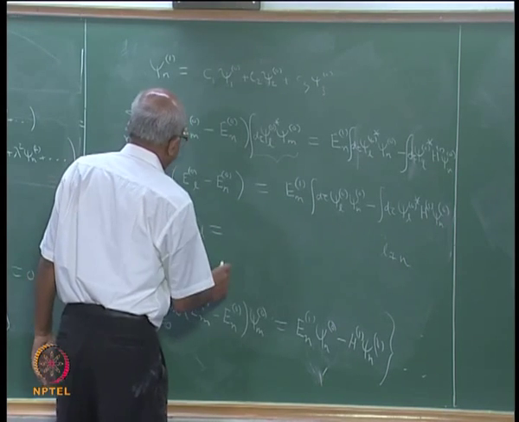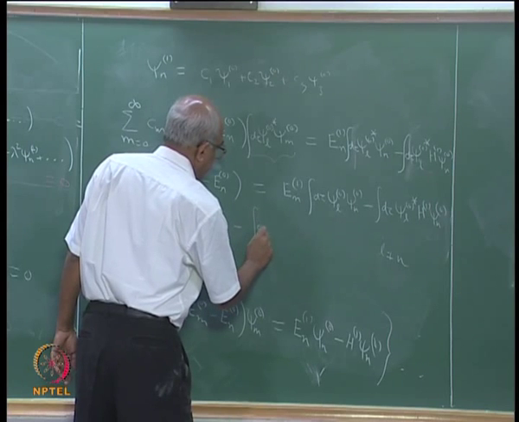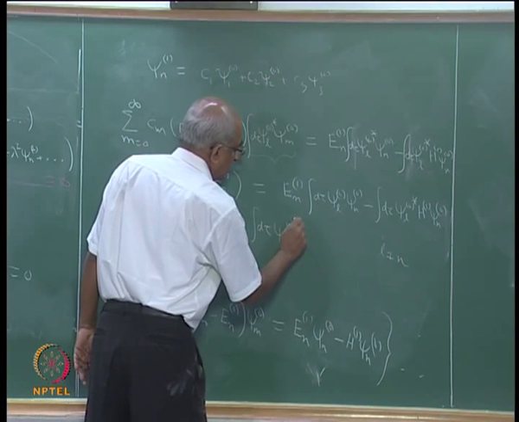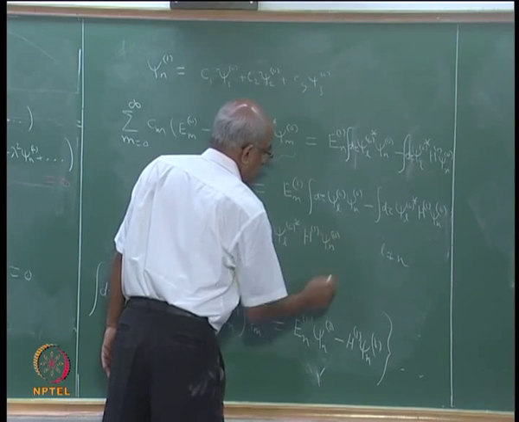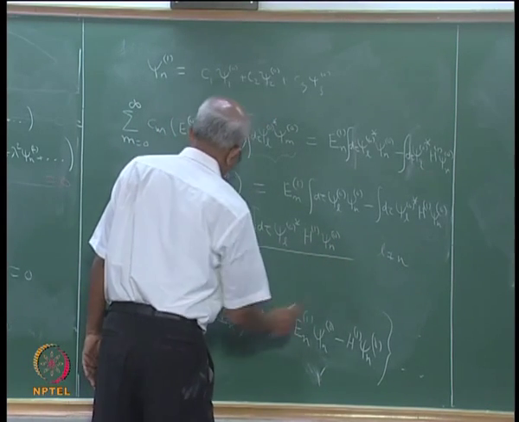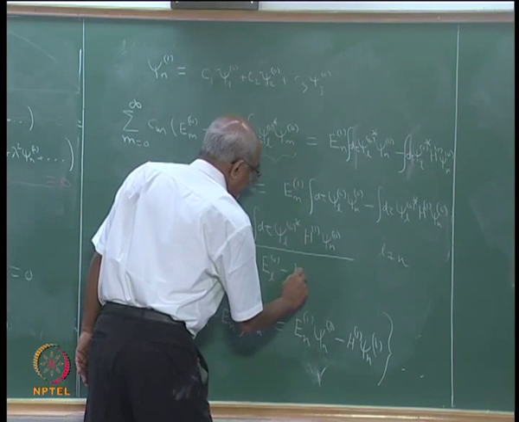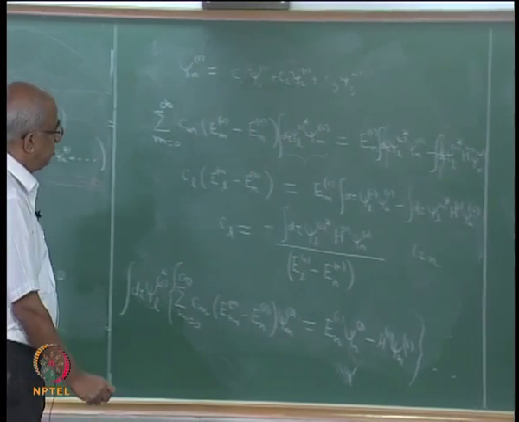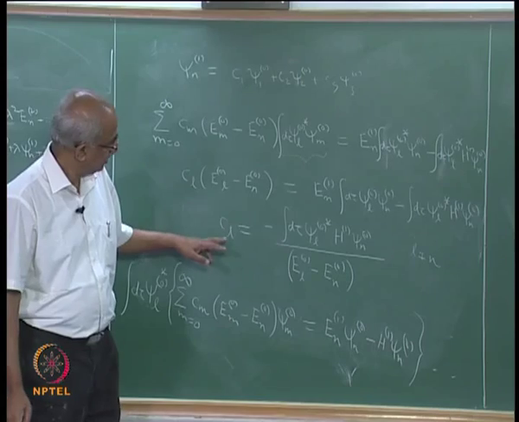What will be the equation? CL will be, this will vanish, and therefore, you will have negative integral psi L0 star H1 psi N0 divided by EL0 minus En0. So, when L is not equal to n, this is the expression for CL, correct.